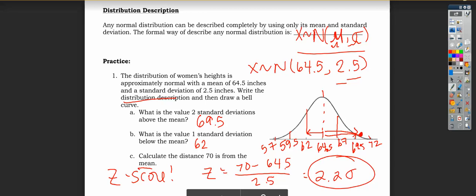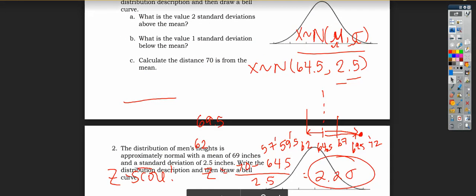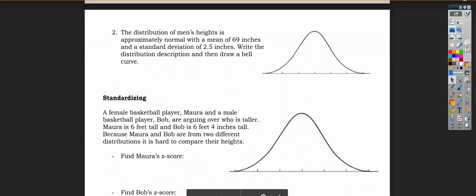So I want you to go ahead and do number 2 on the next page, and then I want you to be done, and we will continue next class.